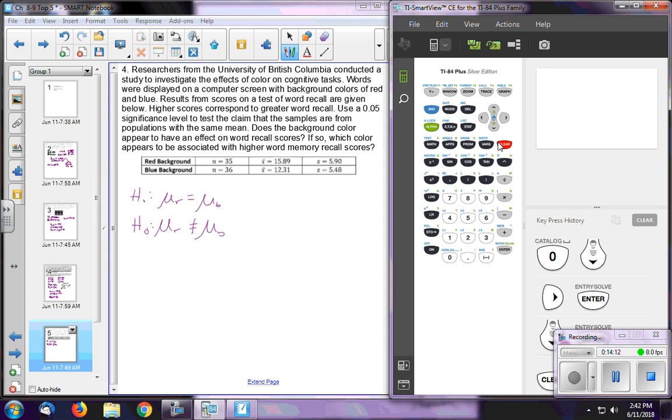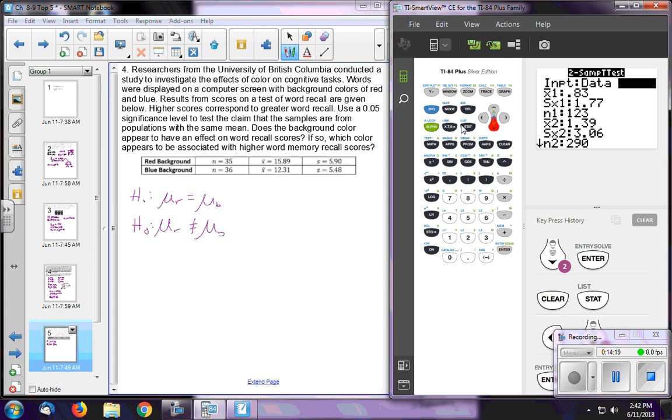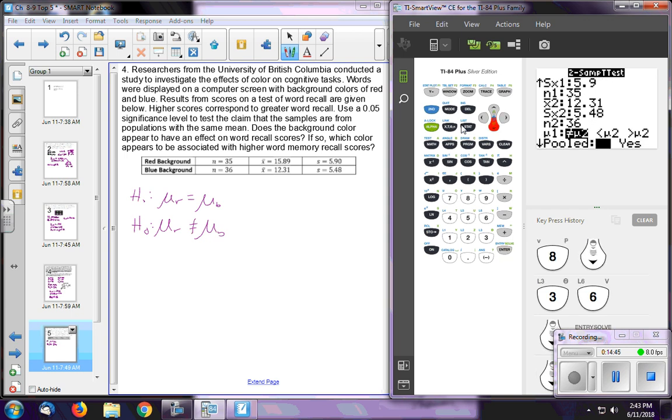For this, we would use the same two-sample t-test function. Just change the information that we have. The mean of the first is 15.89 with a standard deviation of 5.9. Mean of the second is 12.31 with a standard deviation of 5.48. And this time we're checking to see, are they equal, not equal?